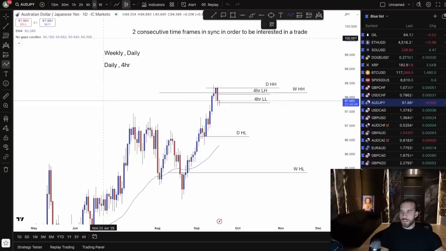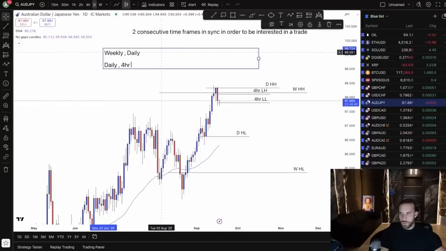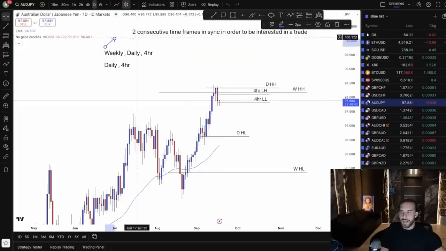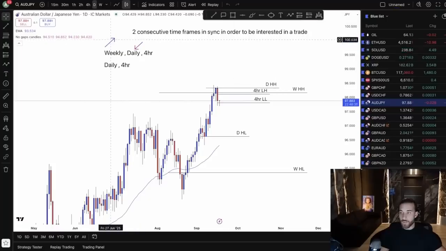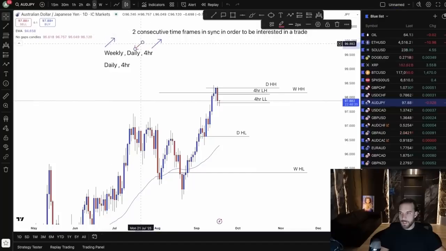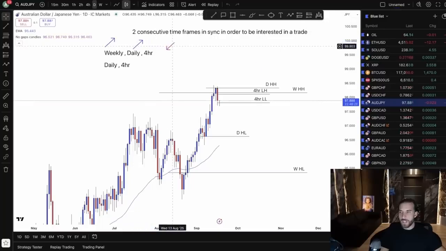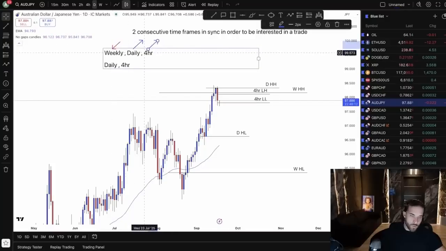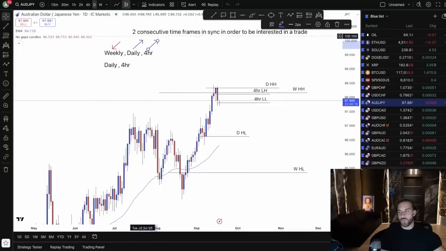If you were to have, let's say, for example, the weekly time frame bullish, and then you have the daily time frame bearish, and then you have the 4-hour time frame bullish, that is not 2 consecutive time frames in sync. You need to at a minimum have 2 time frames in sync, weekly and then daily, or 4-hour and then daily. So you need to pick which ones you're going to trade together, because that right there is what's going to let you know that you are trading with the trend.